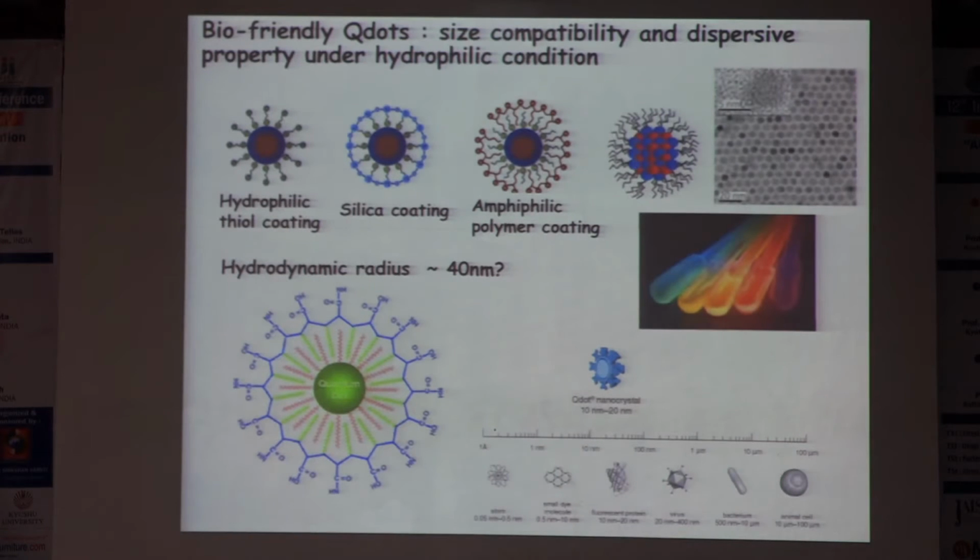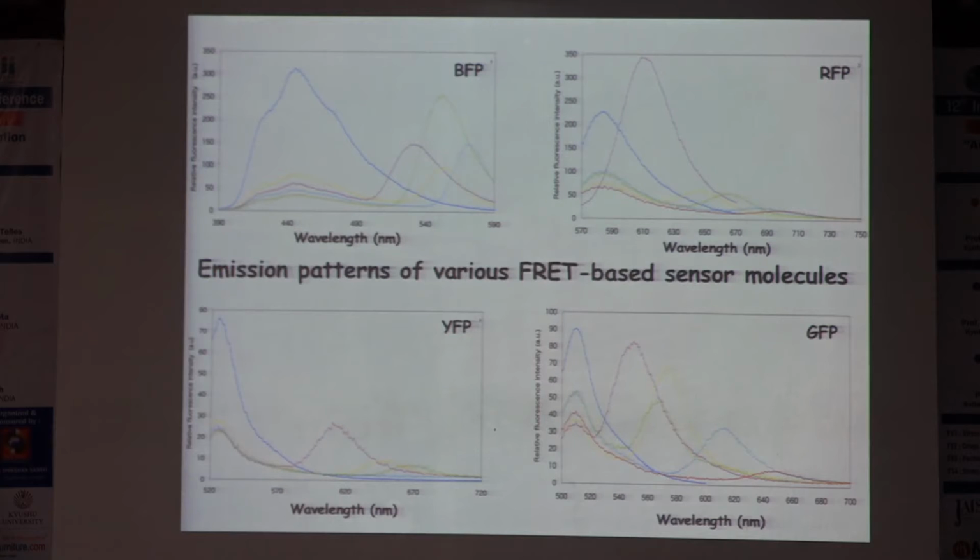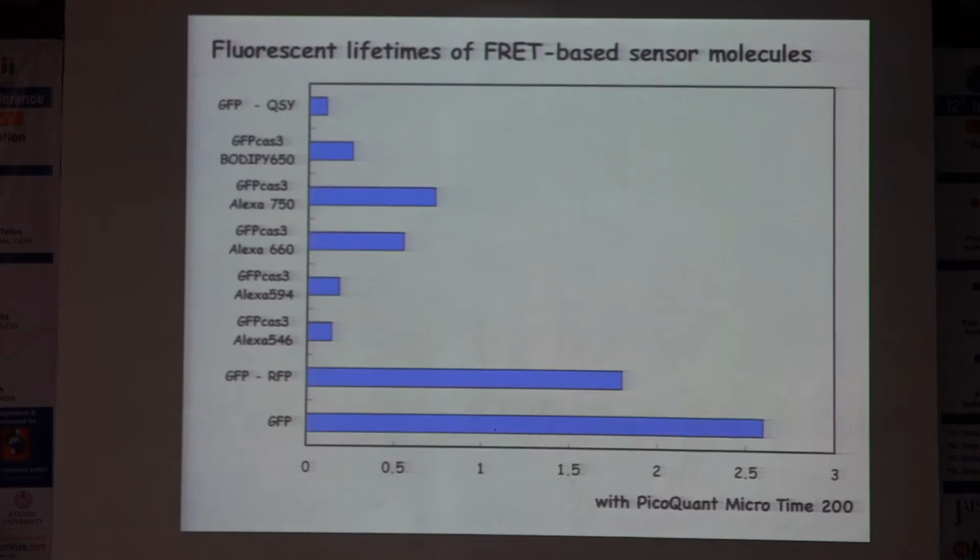Semiconductor nanocrystal Q dots are usually covered with some organic polymers here for hydrophilic property and further chemical reactions. These are efficient FRET patterns between representative fluorescent proteins, BFP, blue, GFP, green, YFP, yellow, and RFP, red, and organic fluorescent dyes. All blue lines represent emission profiles of fluorescent proteins without FRET.